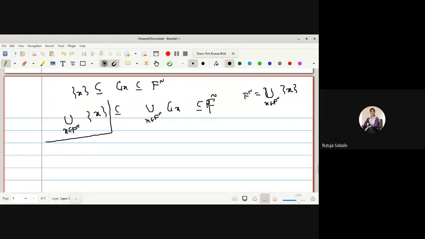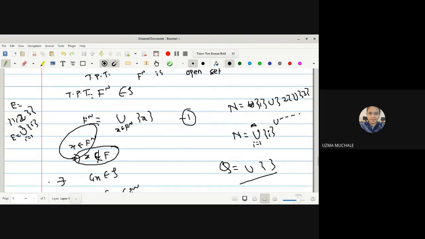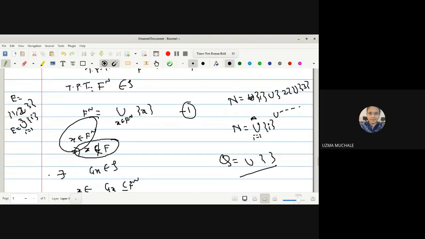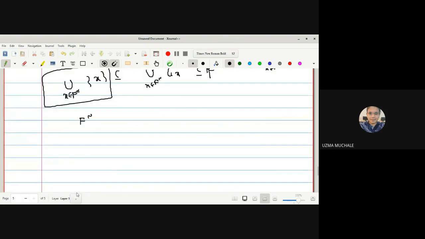Yes, ma'am. So what is this set? This is nothing but your F complement. Just now we have written from equation 1, right? What is our equation 1? F complement is union of all singleton x. So this is F complement, which is contained in the union of all Gx, x belongs to F complement, which is contained in F complement.